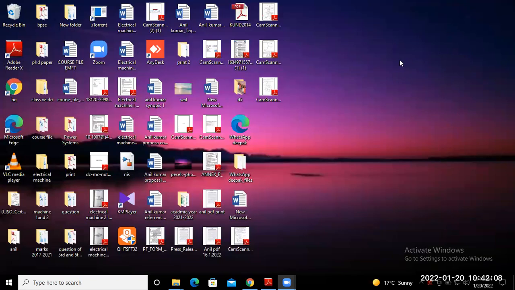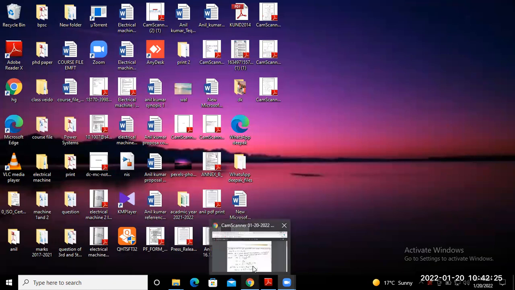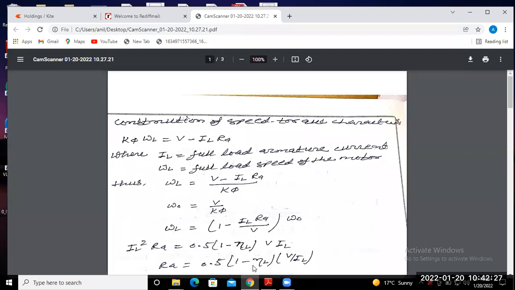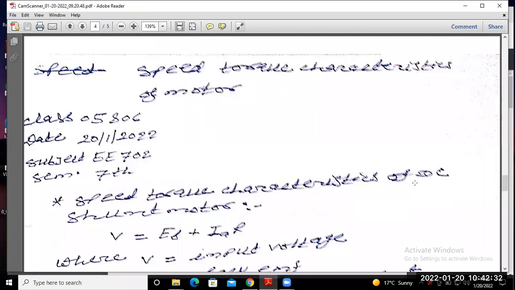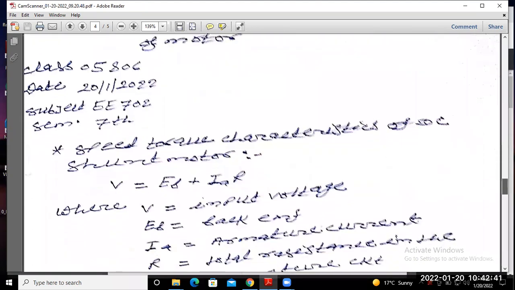Okay, so let's start the class. In the previous class, we explained the connection of this DC shunt motor. So now we try to write its speed torque characteristic, the speed torque characteristic of the DC shunt motor. In the previous diagram, we already showed the connection diagram of the DC shunt motor, how we can connect.